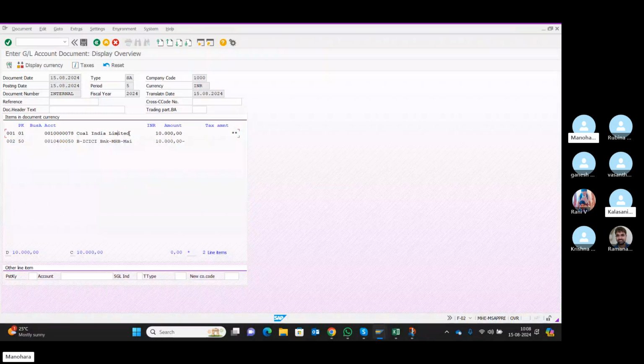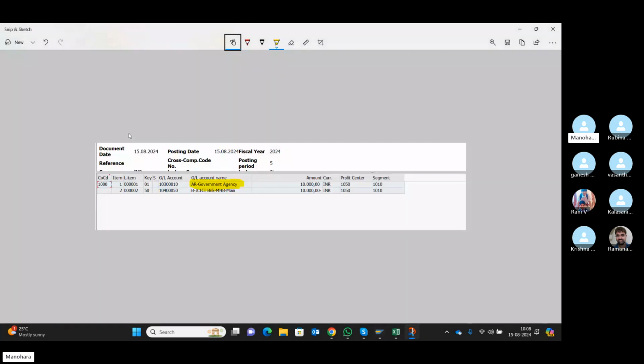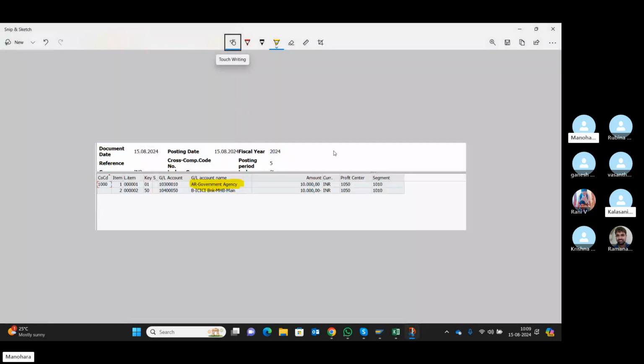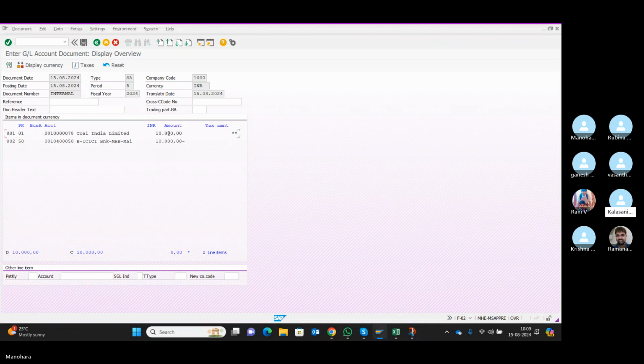Okay, so Coal India subledger. The AR government agency is the reconciliation account. It comes under subledger. Now, that AR reconciliation account comes under the main part. Yes, that subledger reconciliation ledger converts into the main ledger. So main ledger again, the reconciliation account AR government agencies converts into the main ledger.